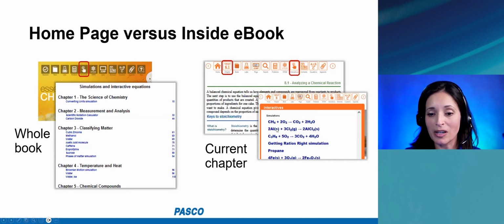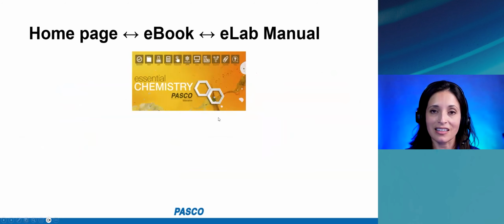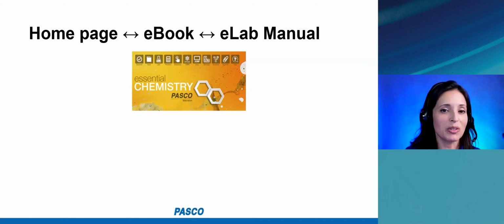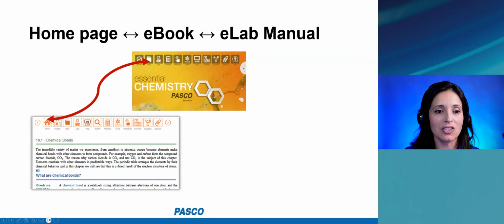I am going to go over, what are these simulations? What do they look like? You already saw an example of one of them, but there's many different kinds that you'll see inside the ebook. So how do you get between the homepage, the ebook, the lab manual? Well, the navigation's pretty simple, so everything starts on the homepage. You can go back and forth between the book. So when you open the book, if you hit the home button, it'll take you right back to the homepage.